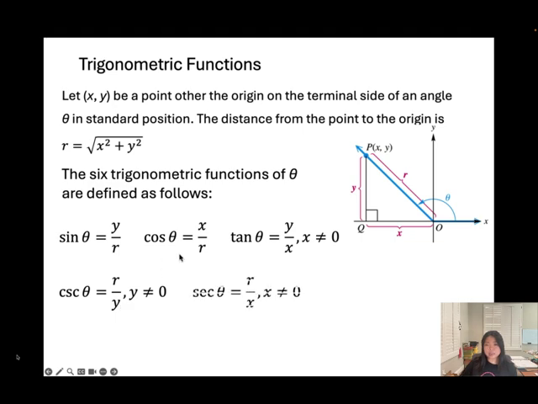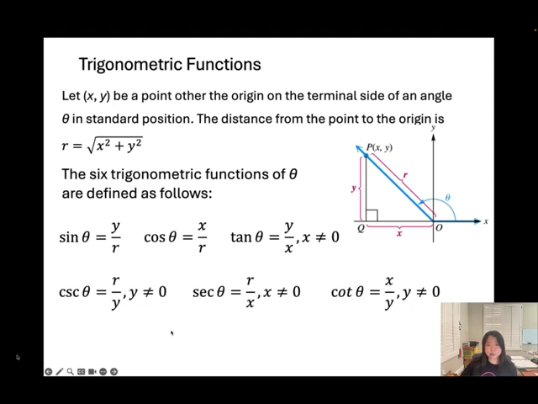And then another one, secant theta. Secant theta will be equal to 1 over cosine theta. You flip this, so that will be r over x. And then cotangent theta will be equal to 1 over tangent theta. So you flip the y over x, and that will become x over y.